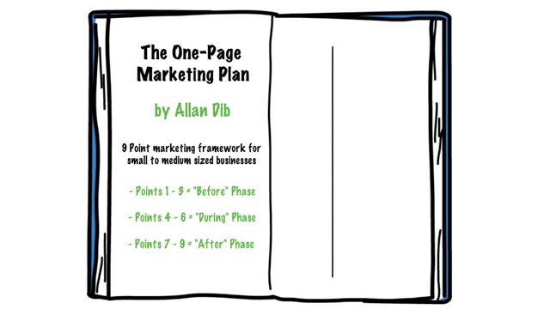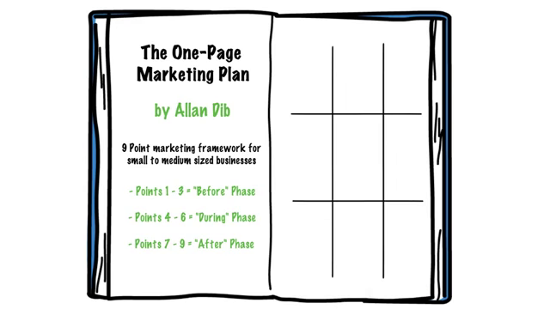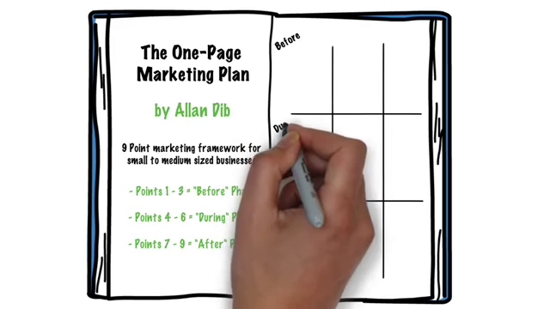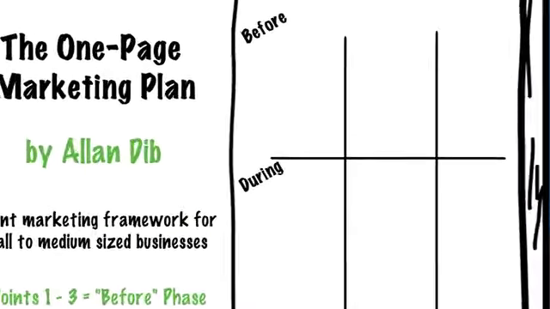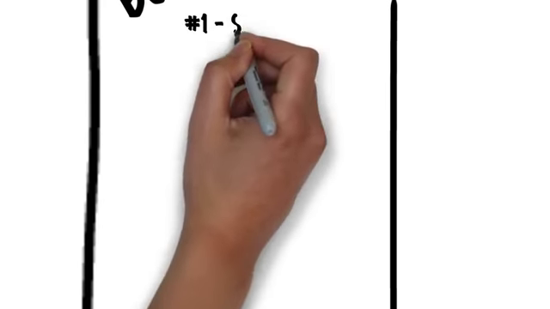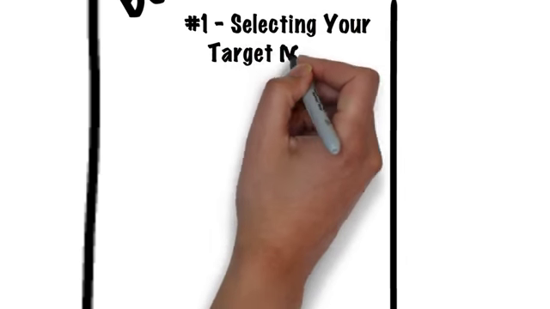The goal of the process is really to establish a strategy that reliably delivers leads that convert into customers, and to avoid what Deeb calls random acts of marketing. So let's start in the top left corner of the page and discuss point number 1, selecting your target market.